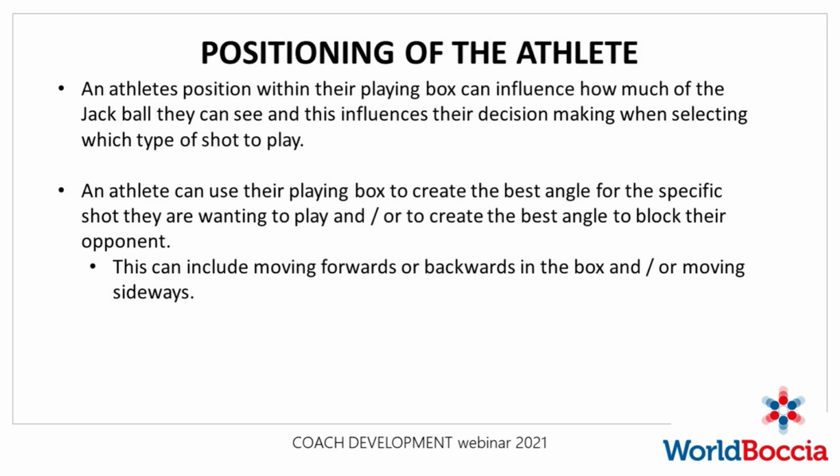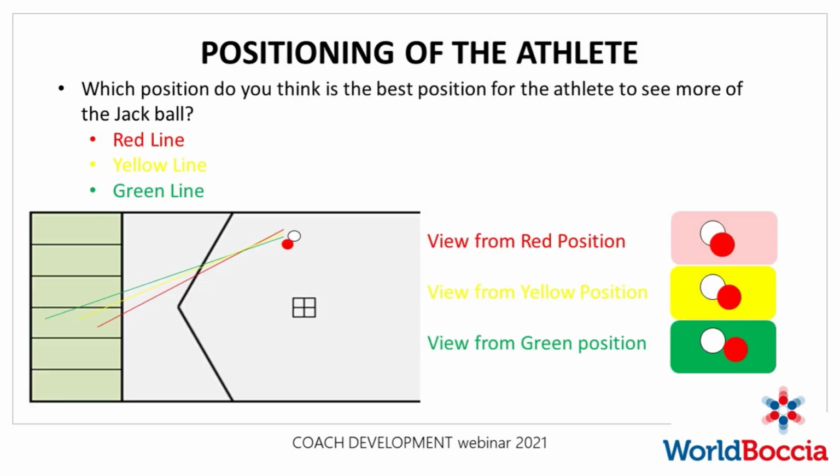So I think it's important to understand that positioning in the box can be used not only to advantage an athlete in playing a shot, but it can also be used to disadvantage their opponent in terms of creating a really good angle to block their opponent, whether that's blocking the jack or blocking their avenue or their access in towards the jack. So positioning in the box can include moving forward and backwards and also sideways. So we're now going to look at an example.